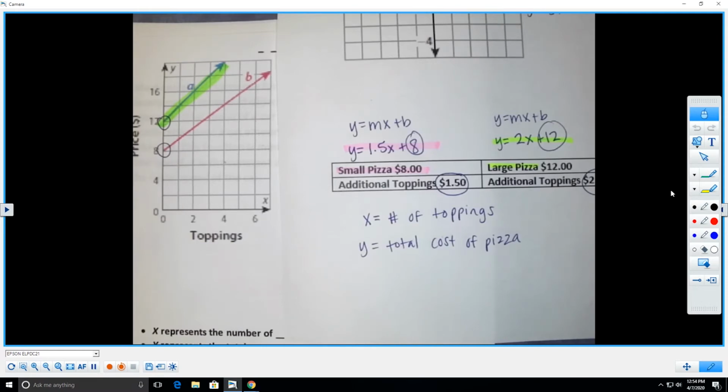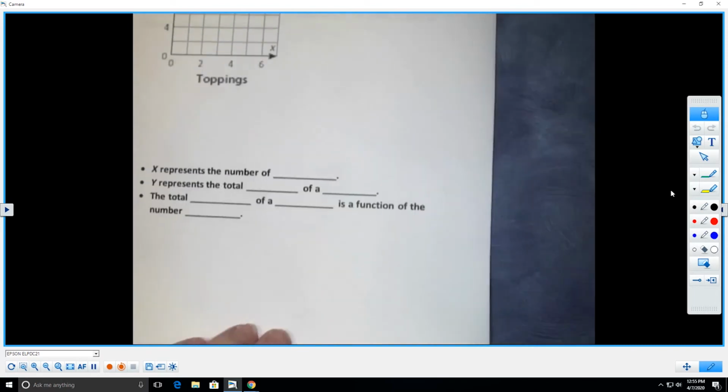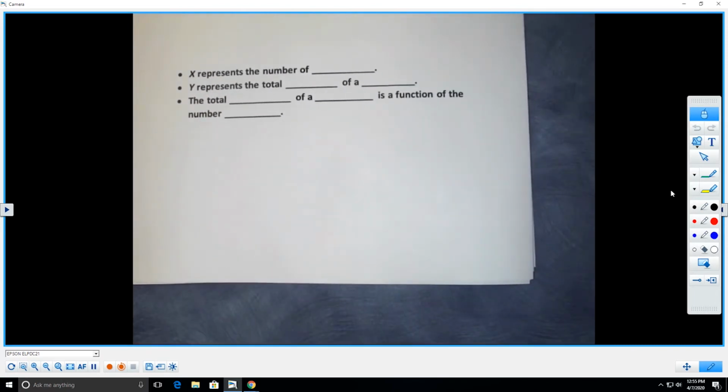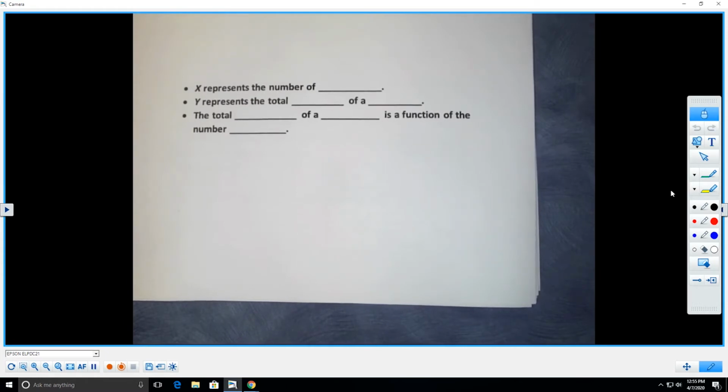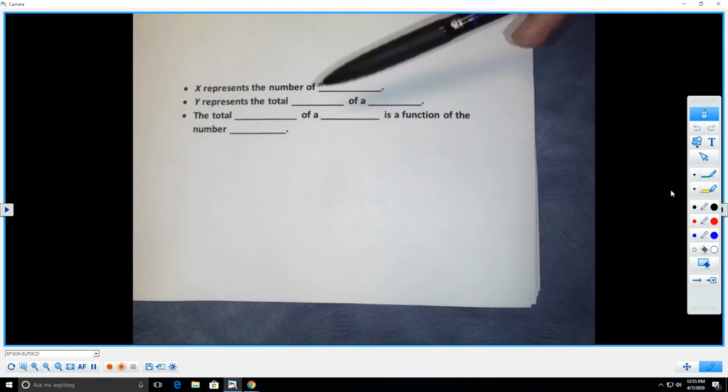What quantities do the variables X and Y represent in this situation? Let me help you out a little bit with this one. Let's see if you can fill in the blanks. And if you want to take time to copy that, you can. So X represents number of, I want you to fill in this blank here. Y represents the total blank of a blank. And then the total blank of a blank is a function of the number blank.